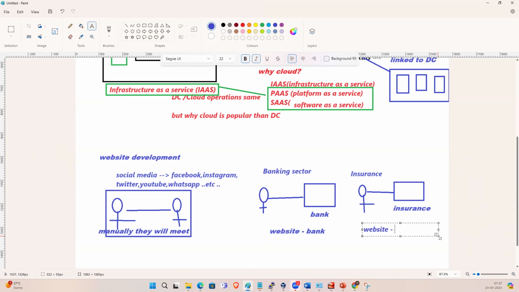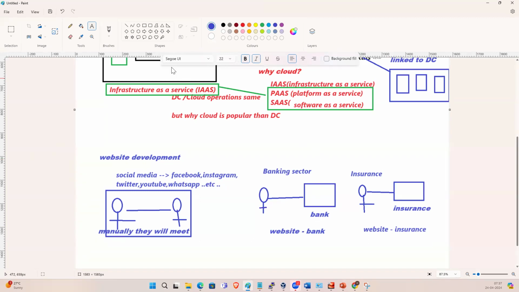If you want to take a new insurance, you can take it from the website. If you want to pay the premium, you can pay it from the website. Anything we can do from the website, right? The manual things reduced, and they will create a website.